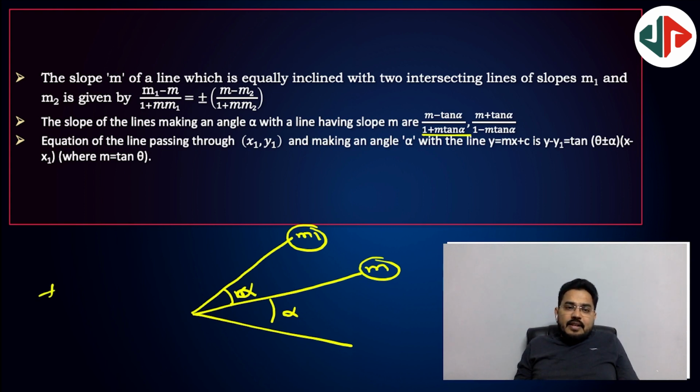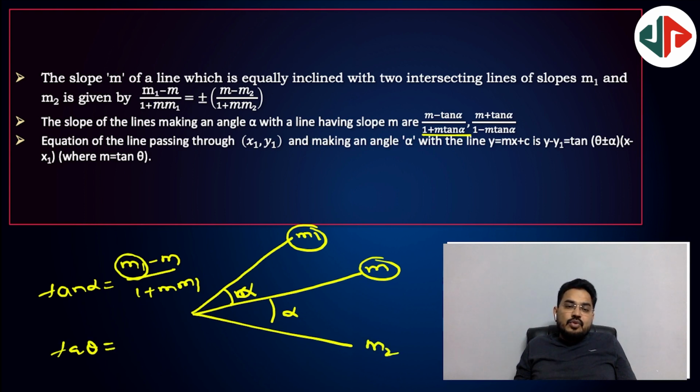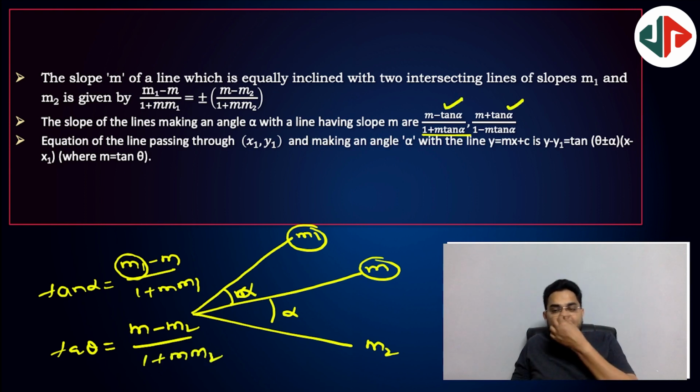Simple. In the previous case, tan alpha is equal to m1 minus m by 1 plus m m1. So from here, you can write what m1 is. And similarly, tan theta is equal to, this is m2, m minus m2 by 1 plus m m2. So one is giving this one and another one is giving this one.